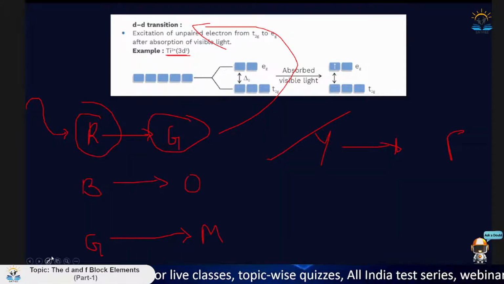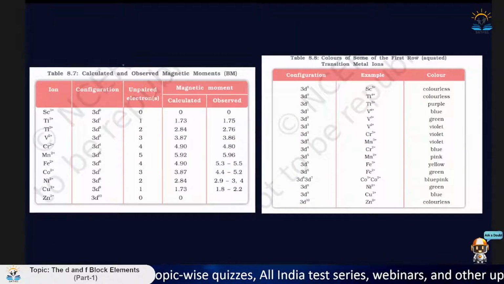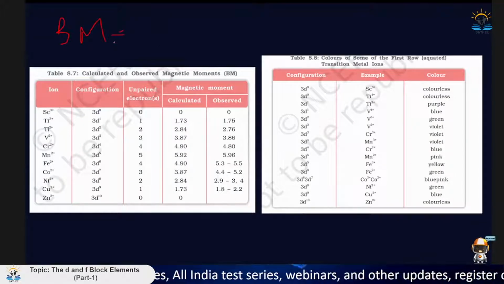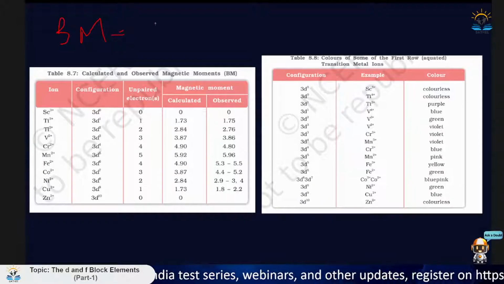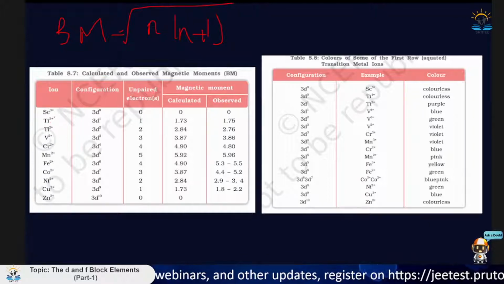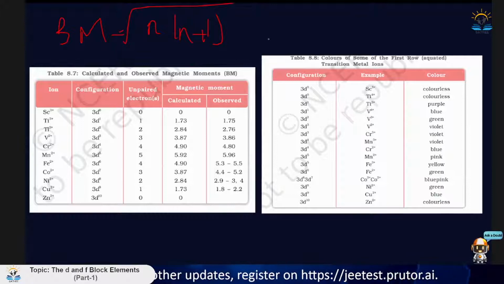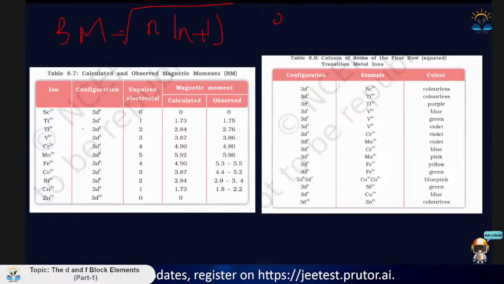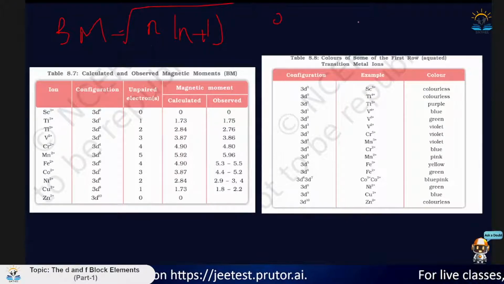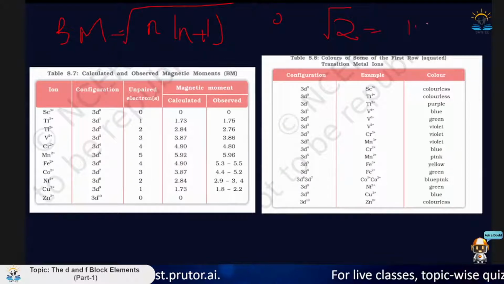On the next page, we talk about magnetic moment and observed magnetic moment. Magnetic moment, that is BM, is the root of n into n plus 1. Now, let's see Sc plus 3. How many unpaired electrons does it have? Zero. So what is the magnetic moment? Zero. Now, for Ti plus 3, how many unpaired electrons are there? One, right? 1 into 2 is 2, root 2, which is around 1.732.